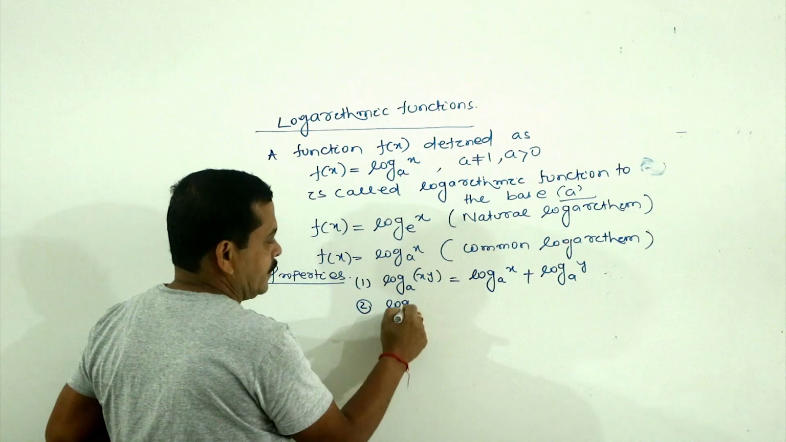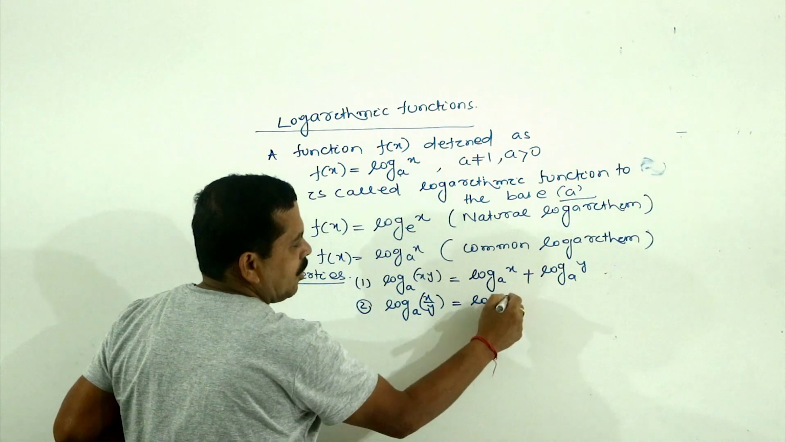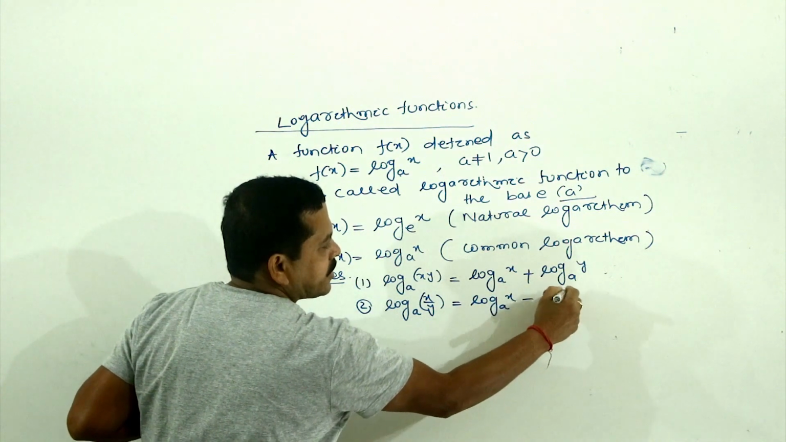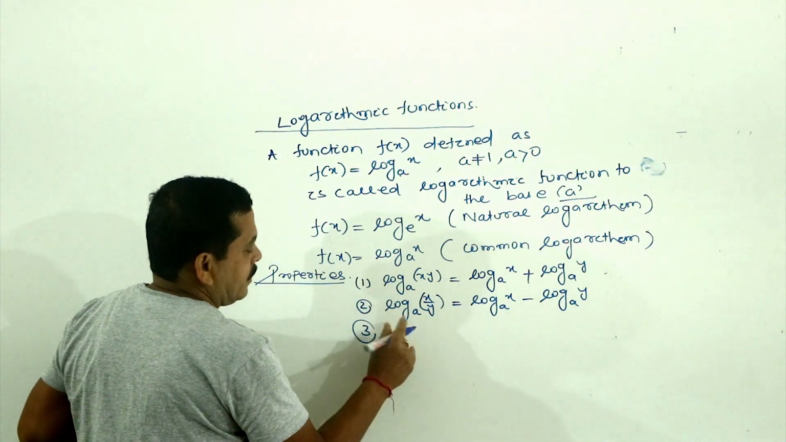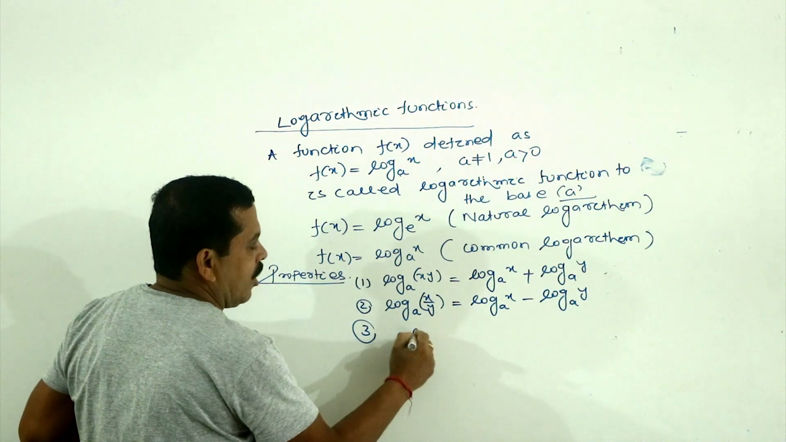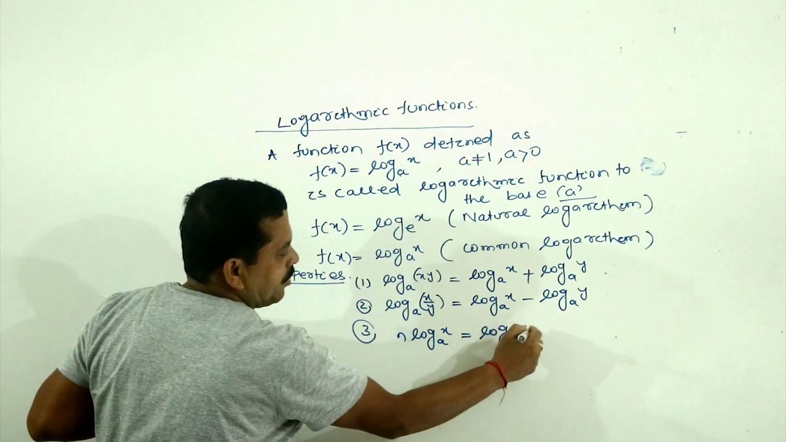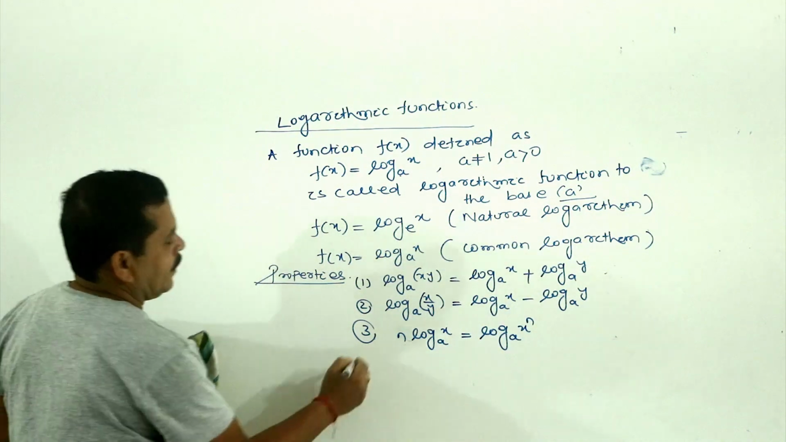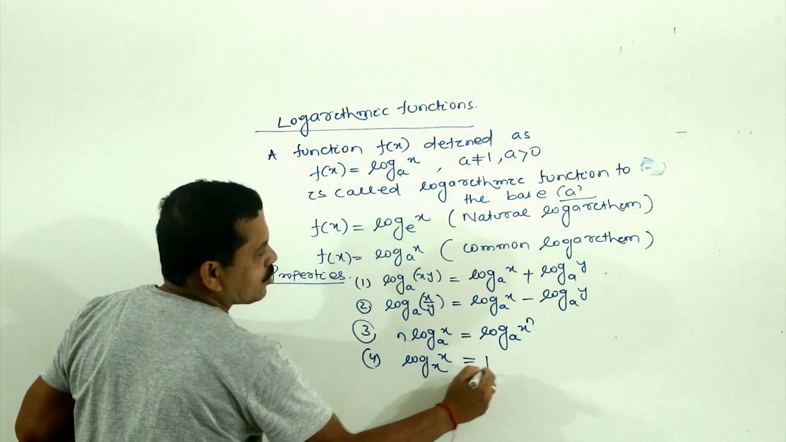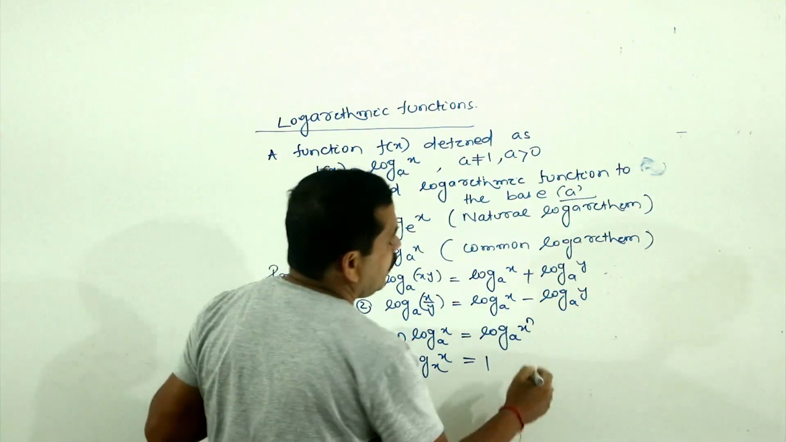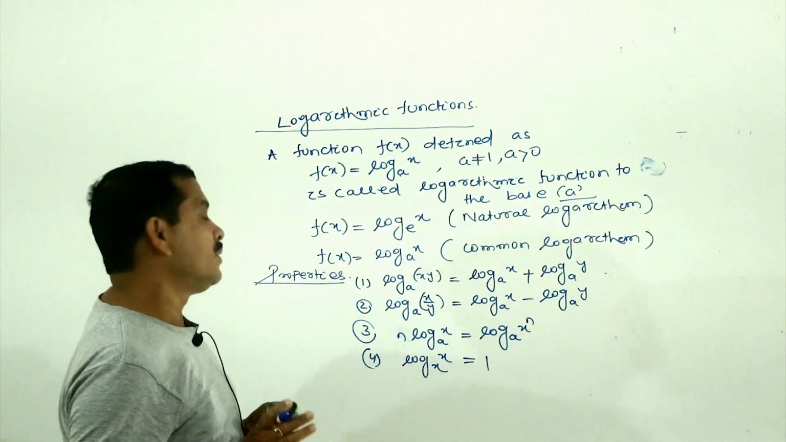Number 2, log x by y base a equals log x base a minus log y base a. Number 3, n log x base a equals log x to the power n base a. Number 4, log x base x equals 1. These are basic properties you have to remember.